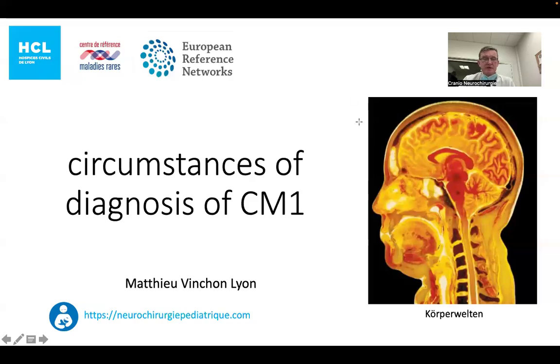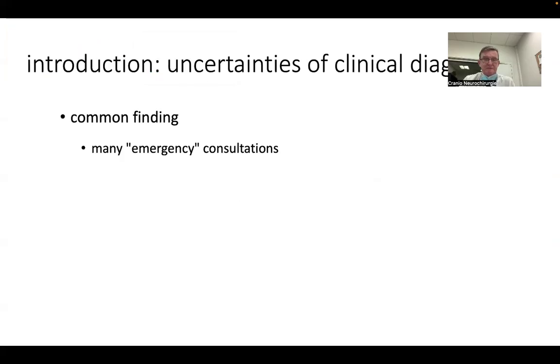Good evening. We are now speaking about the circumstance of the diagnosis of Chiari malformation type 1. As you know, the diagnosis may be difficult, especially in children. In this picture on the right, part of an exhibition of the Körperwelten, you see this beautiful Chiari malformation. In fact, we will never know if the anatomic subject died because of the Chiari or if it was a chance finding. So this is the ambiguity of finding a Chiari.